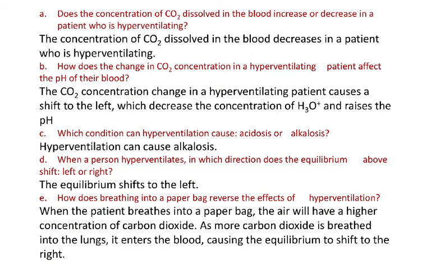All right, so if a patient is hyperventilating, the concentration of CO2 decreases. They're breathing it out. The change in CO2 concentration, how does that affect pH? Well, if CO2 decreases, then there'll be a shift to the left to correct for that, which decreases the concentration of H3O plus and raises the pH, which means it would cause alkalosis. So when a person hyperventilates, in which direction does equilibrium shift? It's shifted to the left.